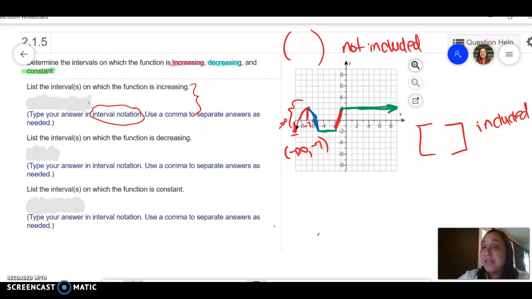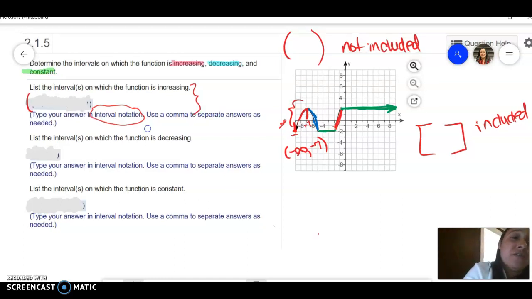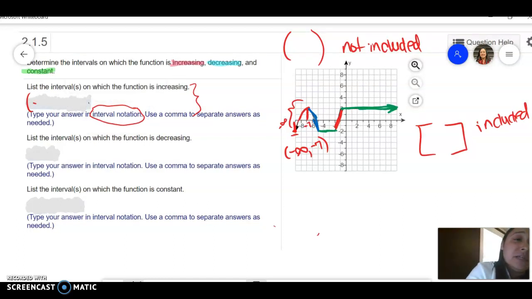Well, what's happening at -7 is that my graph is going from increasing to decreasing. So at -7, I'm neither increasing nor decreasing. What I'm doing is changing direction. So that's why I can't use a bracket there. I have to use parentheses. So the first part of my answer is from negative infinity to -7.